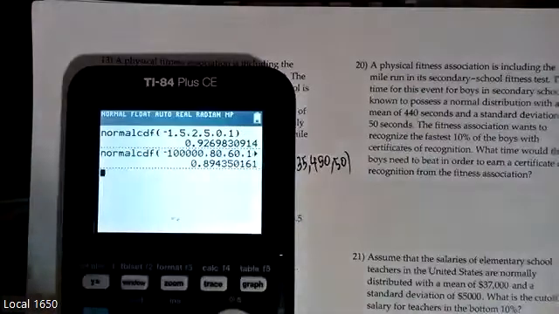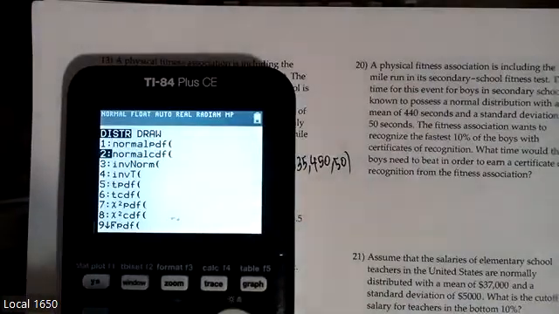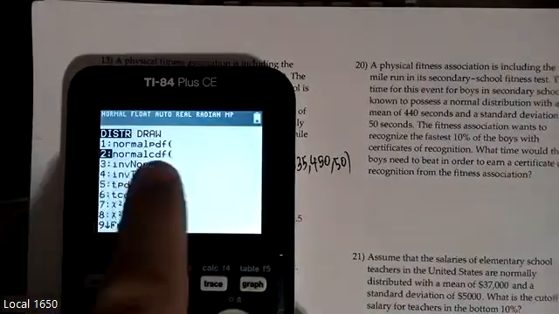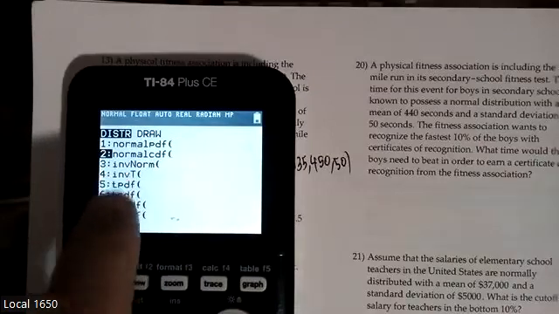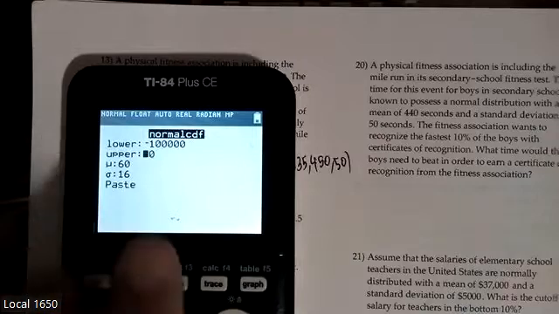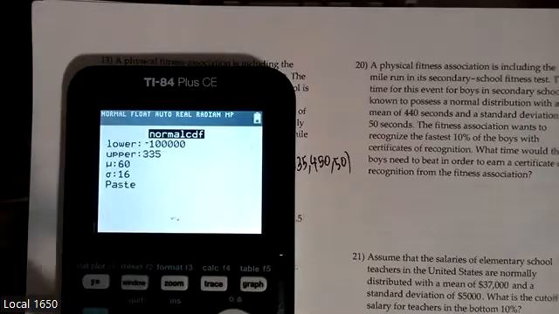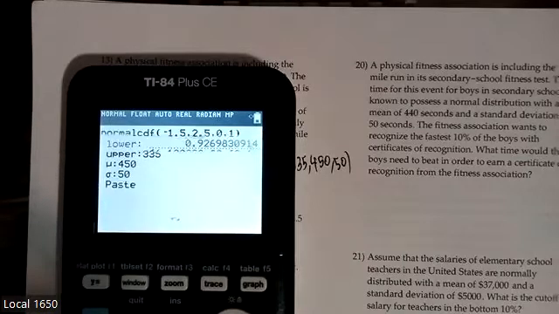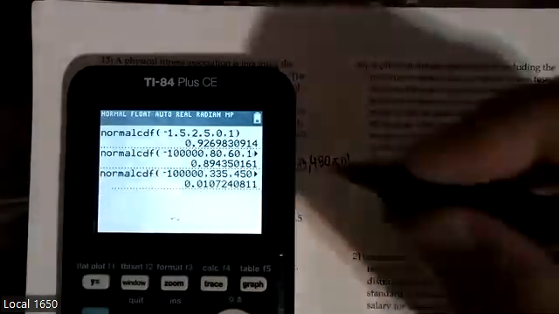Here's the answer. Second, distribute normal CDF. We don't use normal PDF, guys. It's normal CDF only. Negative 1 million. I'm just gonna change this one to 3:35, and I'm gonna change this to 450 and standard deviation to 50. And here you go.